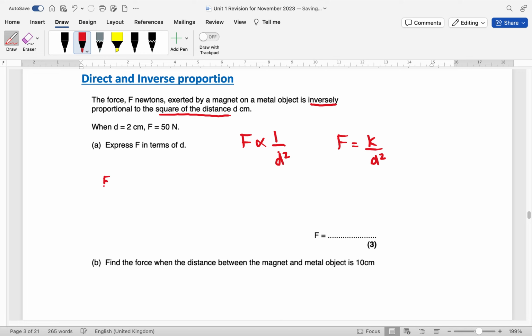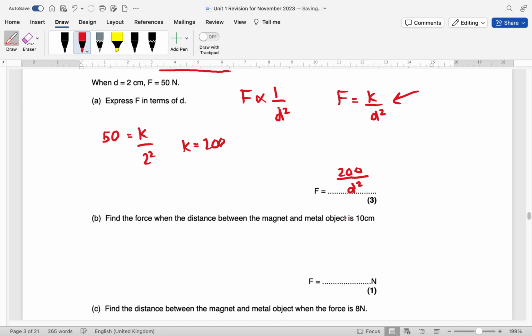When f is 50, d is 2. Don't forget the square because it says the square of d, which is 4, right? 50 times 4 means that k is 200. So f equals 200 divided by d squared. As I always say, this is your final answer here. All we do is we try and find what k is and stick it in there instead of k.